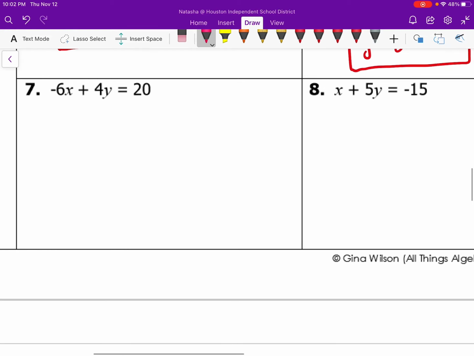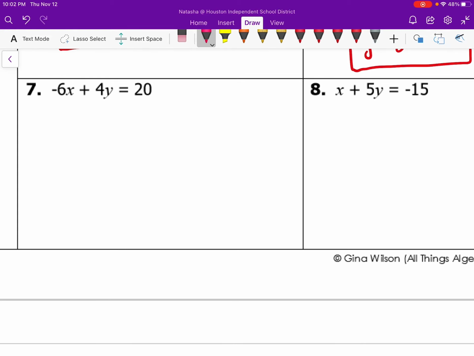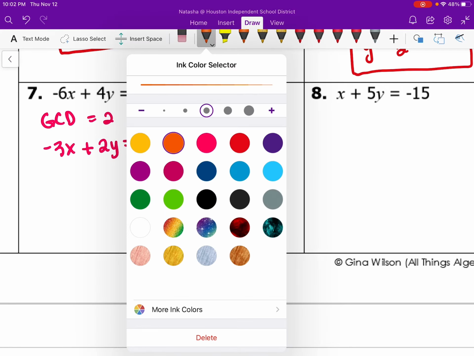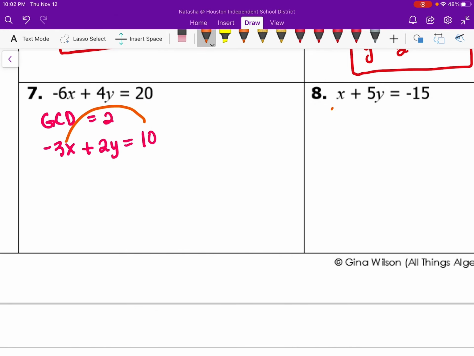Okay, so let's go to number 7, and I want to remind you, again, we're going to do this real quick. I'd recommend that you pause this video and try to do 7 and 8 on your own. All right, now I'm going to go ahead and move forward. So number 7 has a GCD or GCF of 2. That means that I can divide all 3 terms by 2. So if I divide all 3 terms by 2, this becomes negative 3x, then positive 2y, and then that's going to be equal to 10. So this makes smaller numbers that are going to be easier for me to manipulate.